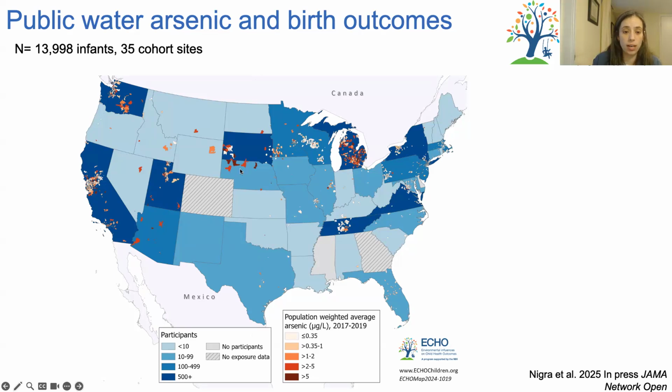Here you can see the darkest red areas are where the water arsenic concentrations are above 5, which is half of our federal standard, but it is the current standard for the states of New Jersey and New Hampshire and Denmark.